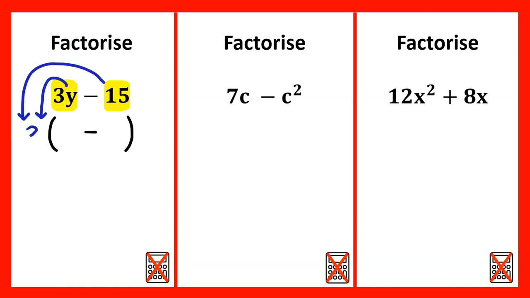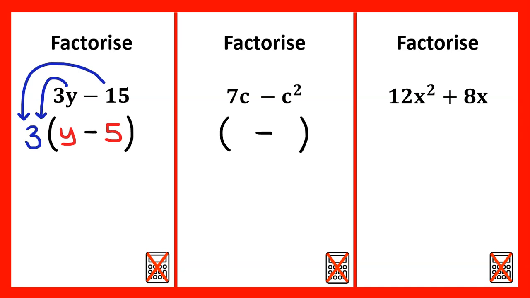So we take 3 outside the bracket and then we can work forwards and think what we need to multiply 3 by to give us 3y, and that would be y. And then what we need to multiply 3 by to give us 15, which would be 5. So the final answer is 3 bracket y minus 5.